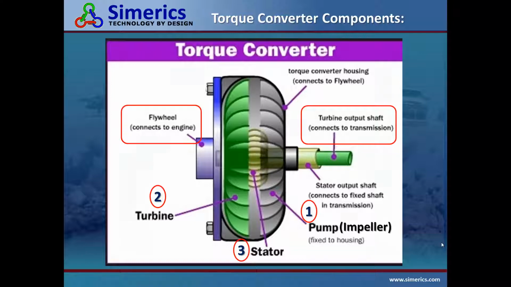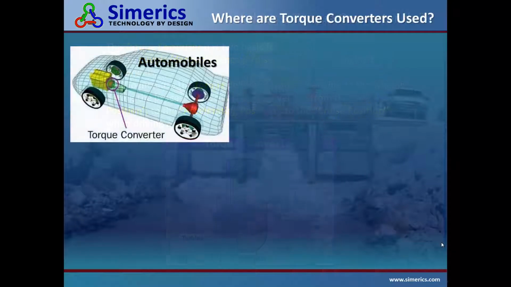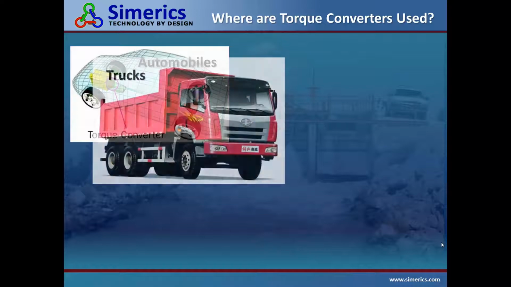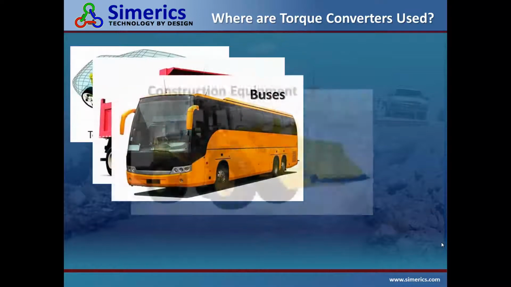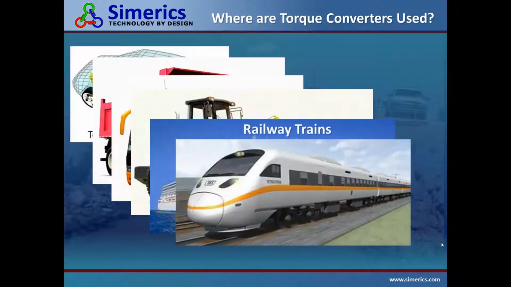It has two basic functions. First, to couple and decouple the car engine to and from the wheels, and second, to increase the torque delivered from the engine to the wheels during the process of accelerating the vehicle from the stop position to the cruise position when driving a car. Torque converters are commonly found in automobiles, trucks, buses, construction equipment, ships, and railway trains.